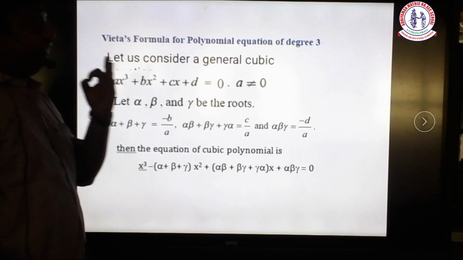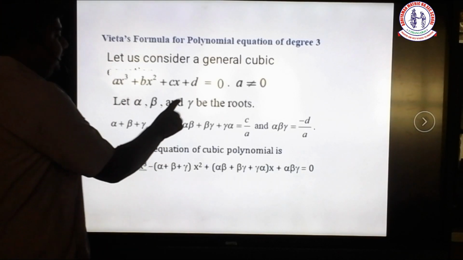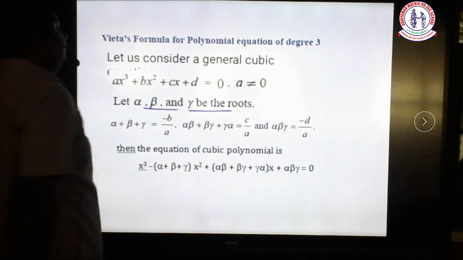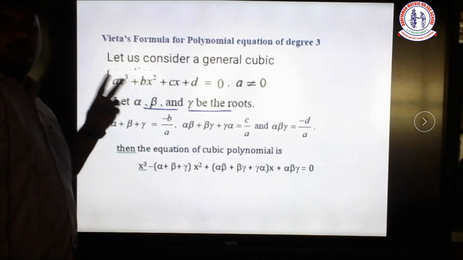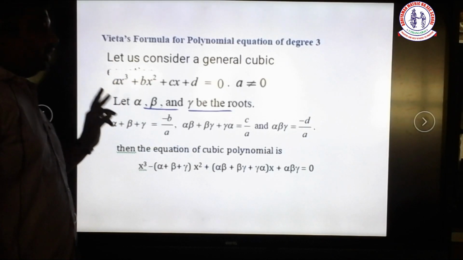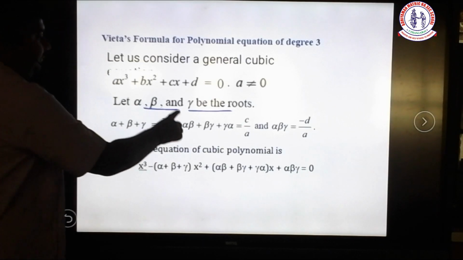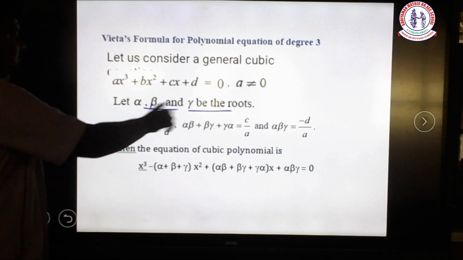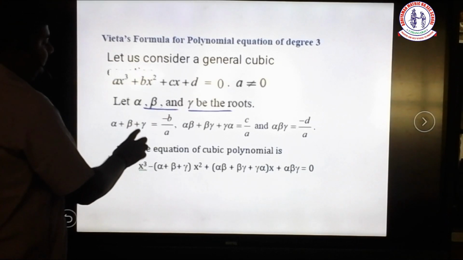Here I will take three roots because it's a cubic, so we have three roots. I will take alpha, beta, gamma. I already told in the previous case, if we have two roots, you can add the sum, alpha plus beta, and the product. Here we have three roots, alpha, beta, gamma. So how to apply? You can sum the roots. First step is alpha plus beta plus gamma.